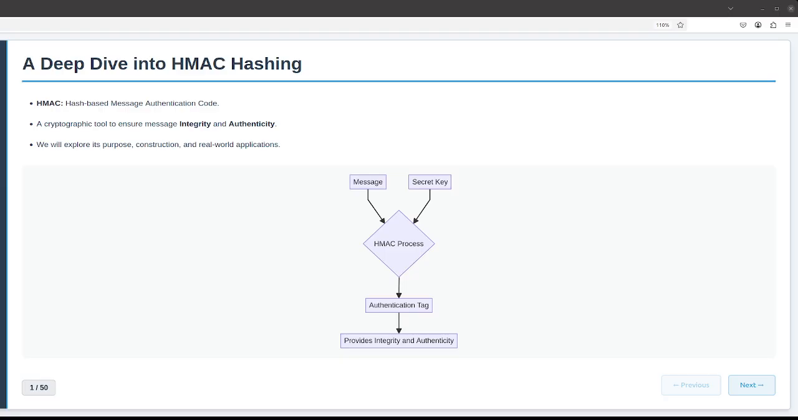This presentation will be a comprehensive journey, starting from the basic need for message integrity and authenticity, exploring the cryptographic primitives that HMAC is built on, and finally, breaking down the HMAC construction step by step. By the end, you will understand not just how HMAC works, but why it was designed the way it was.